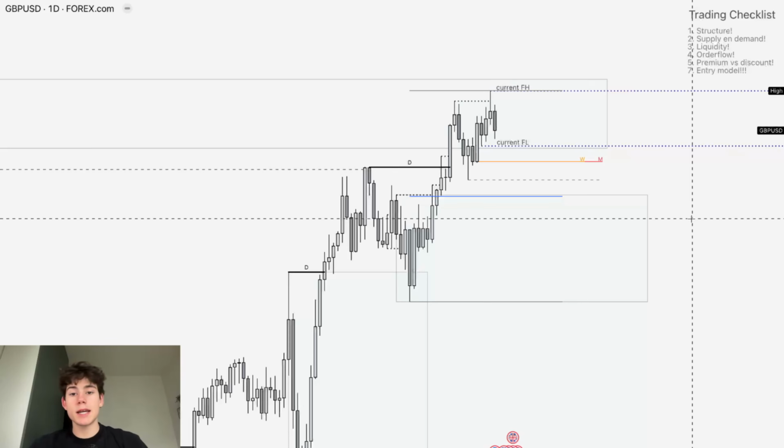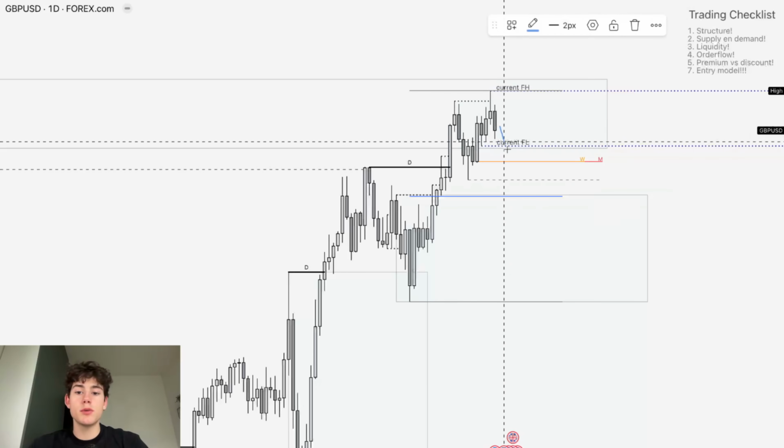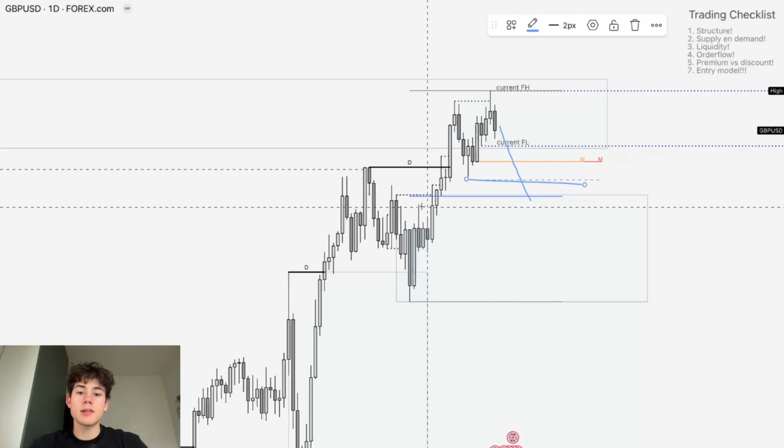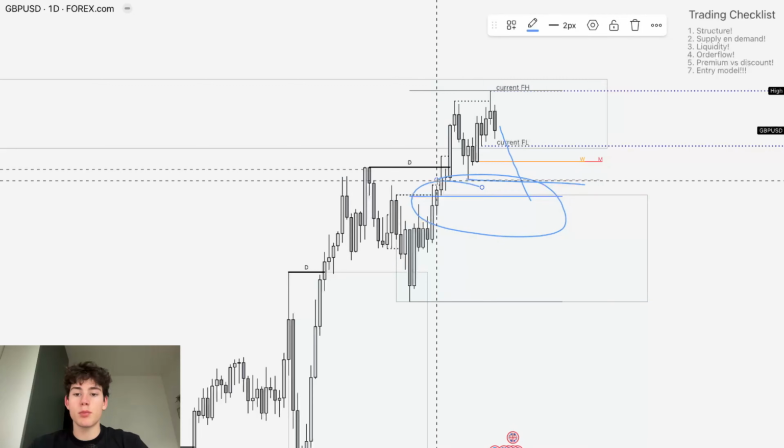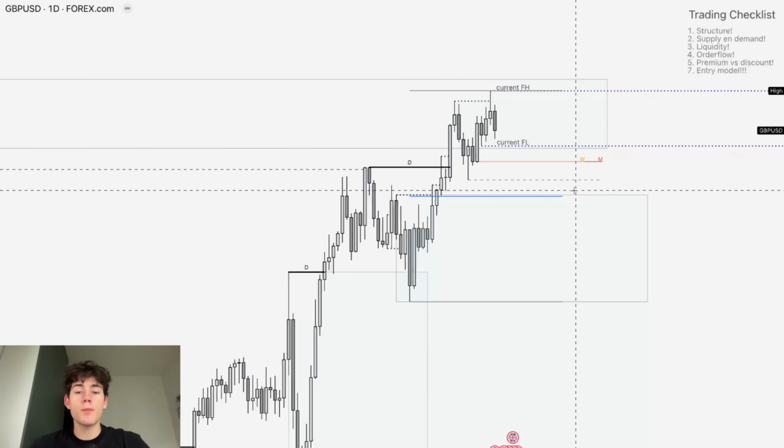So that's basically the checklist for the daily, and in my opinion it is also clear that we could see this pullback happen to take liquidity at this low and tap in towards this refined demand zone as well as the discount prices. So that's what I'm waiting for. But when can I enter on this trade? Well, that's something that I need to see on the 4-hour.